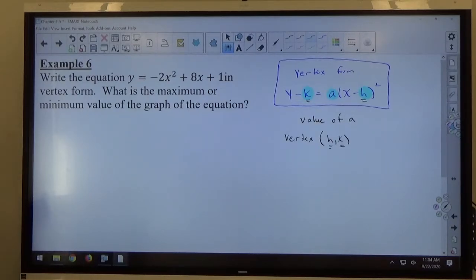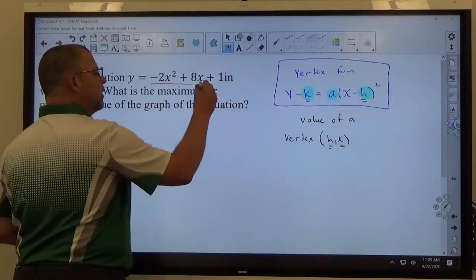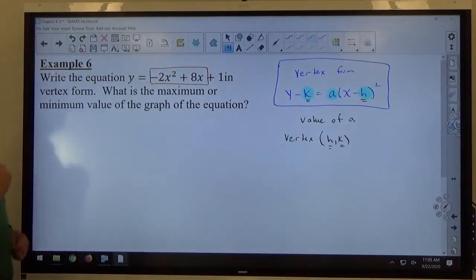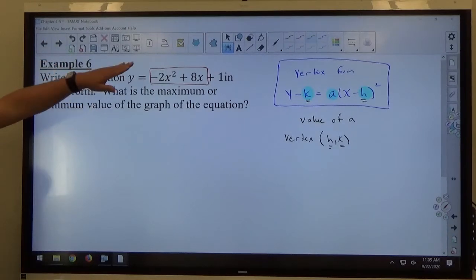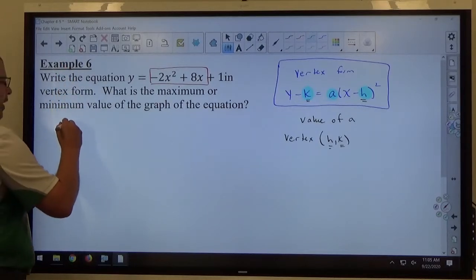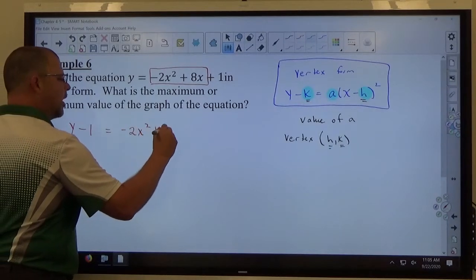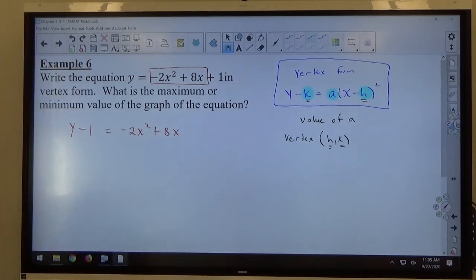So here's how it works. Everything is about making this thing look like that thing. And the first step to make this thing look like that thing is to get the x's all by themselves, everything that's not x on the other side. So currently y equals all that stuff plus 1. All this stuff needs to be by itself. The y has to be with everything else. So I'm going to move the 1 to the left. So I'm going to get y minus 1 equals negative 2x squared plus 8x. So if I was writing down step 1 here, I would say isolate the x's.